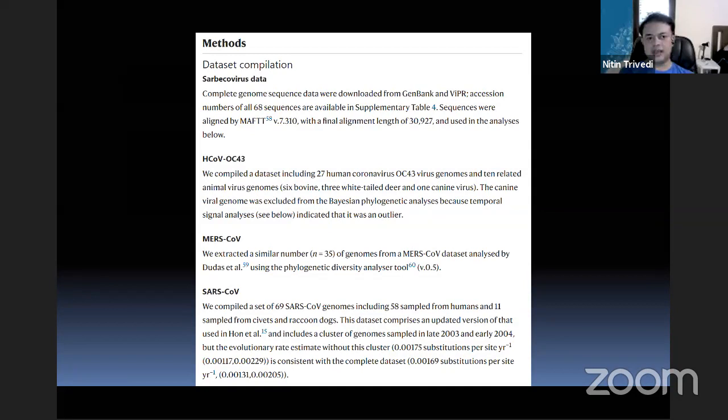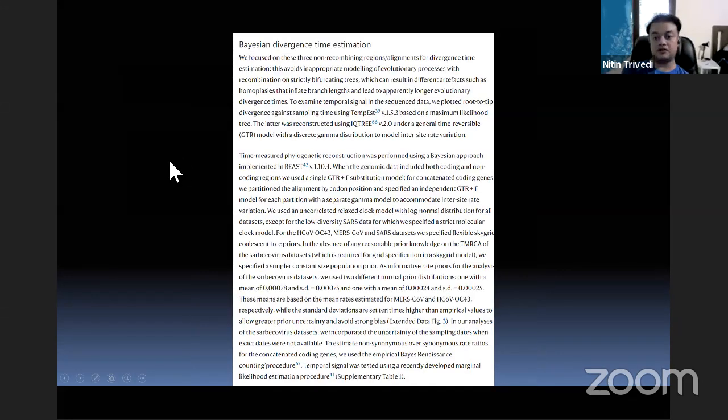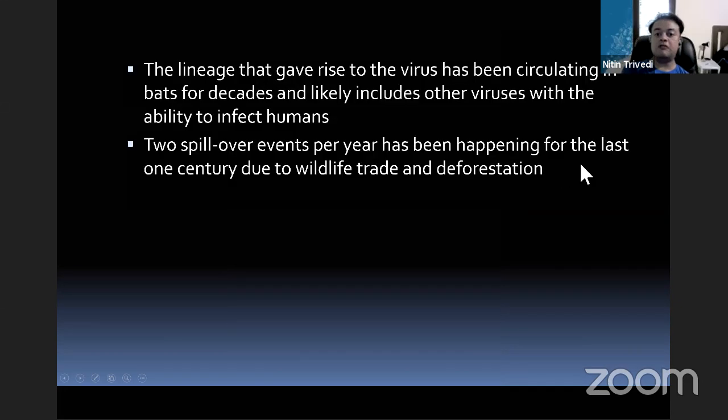And then they found that the lineage that gave rise to the virus has been circulating in bats for decades and likely includes other viruses with the ability to infect human beings. And two spillover events per year have been happening for the last one century due to wildlife trade and deforestation. Spillover event means from the wilderness coming to the human being. So the first such event is something called a spillover event.